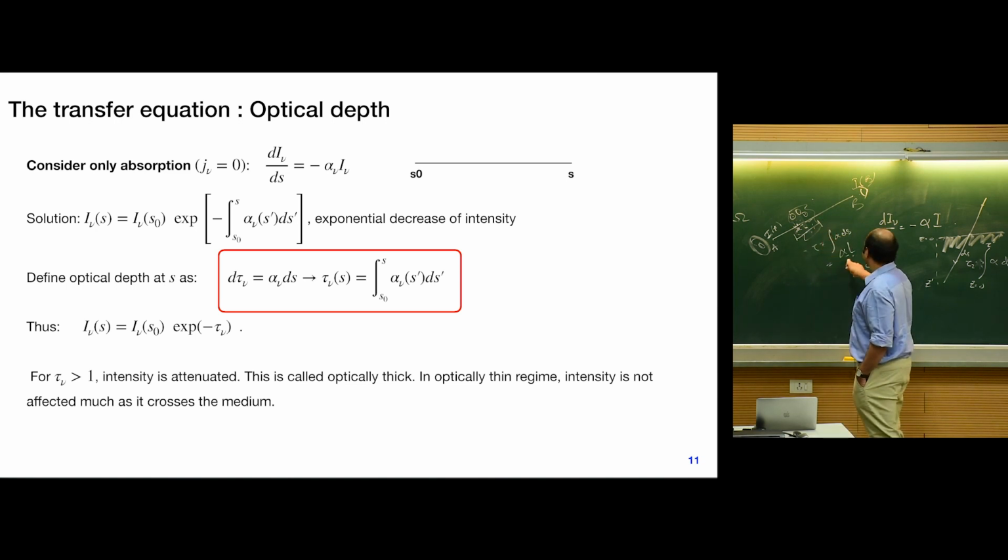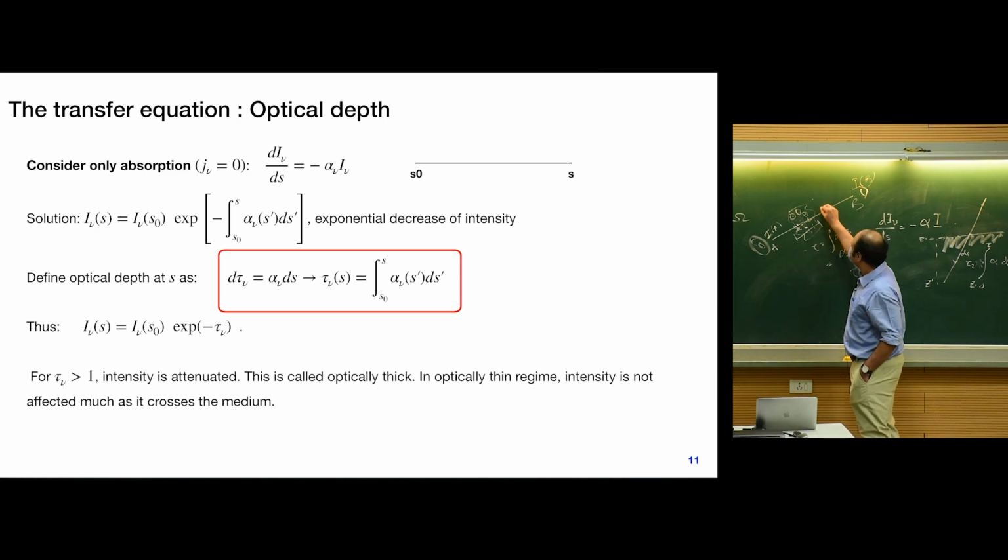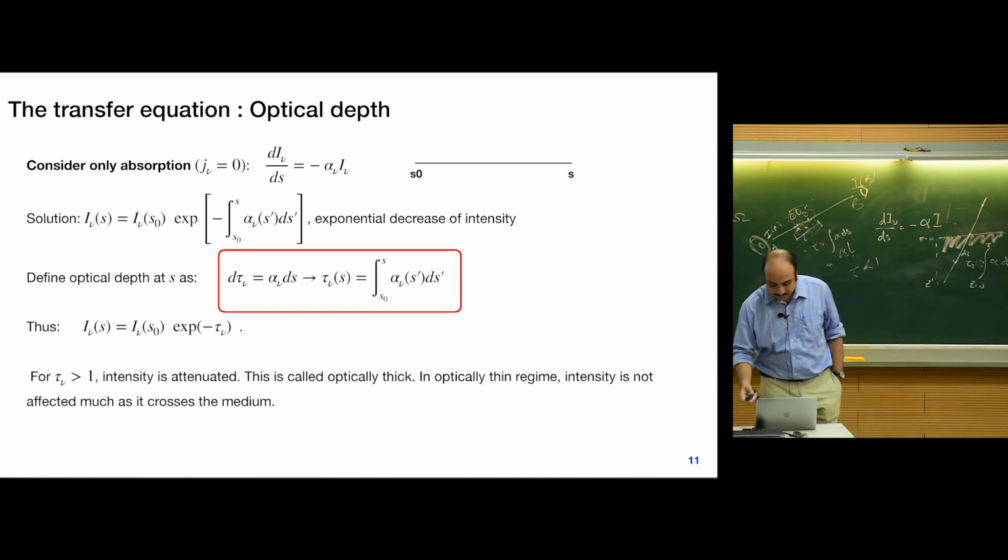If alpha is a constant, then as soon as you increase L such that tau becomes equal to 1, from then on the intensity starts to drop. So what will happen is the ray will go on here and then will stall here. Anything behind it will not see the intensity coming from here. Okay.